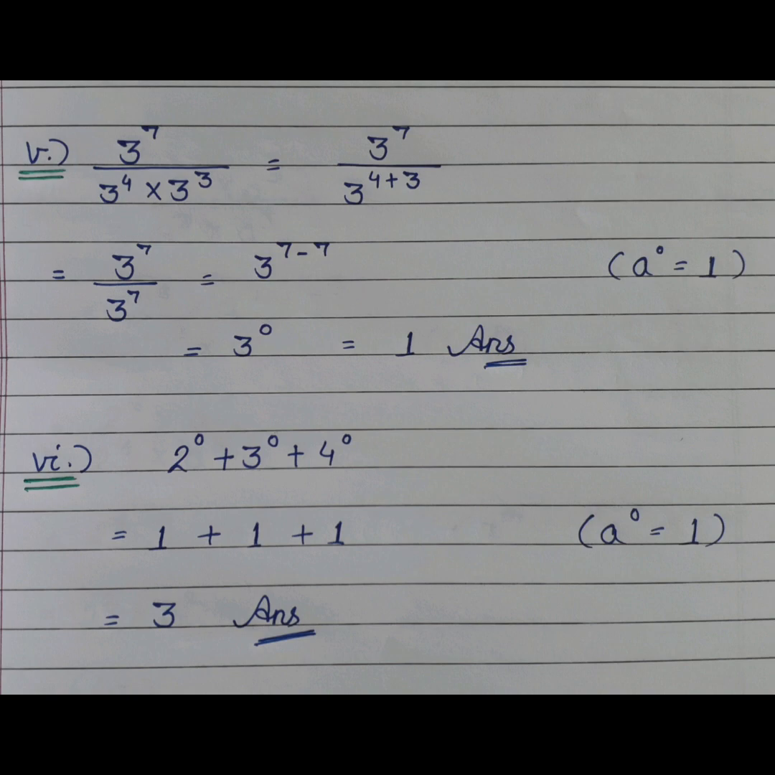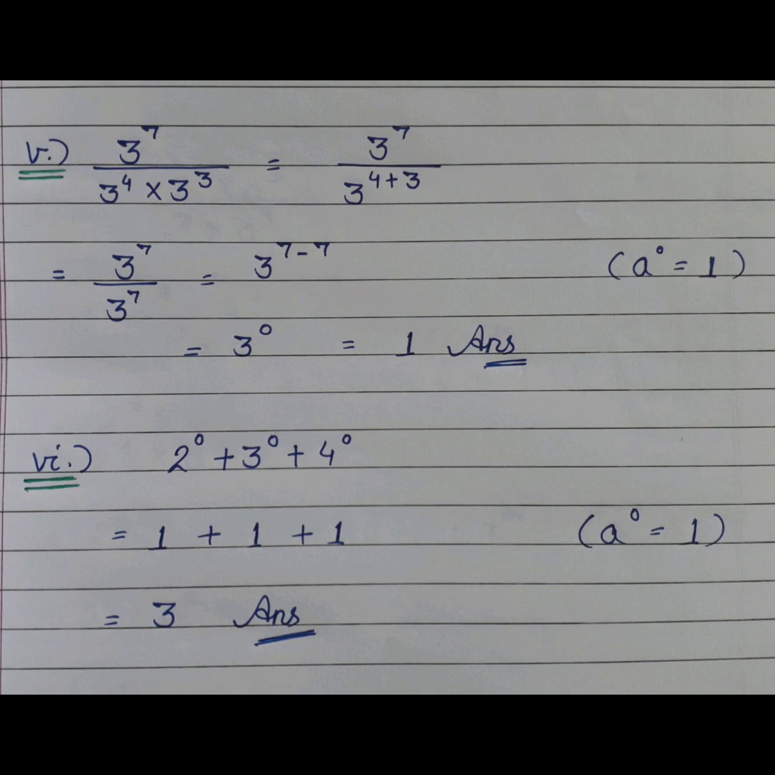Fifth part is 3 to the power 7 upon 3 to the power 4 into 3 to the power 3. So in division, we have the same base. With multiplication, we will add the powers, and it will become 3 to the power 7 upon 3 to the power 4 plus 3. It will become 3 to the power 7 upon 3 to the power 7. And as the same base, the powers will be subtracted, it will become 3 to the power 7 minus 7, and the answer will be 3 to the power 0.